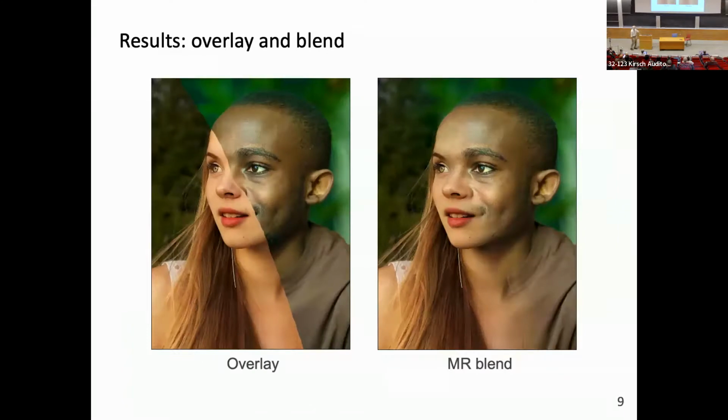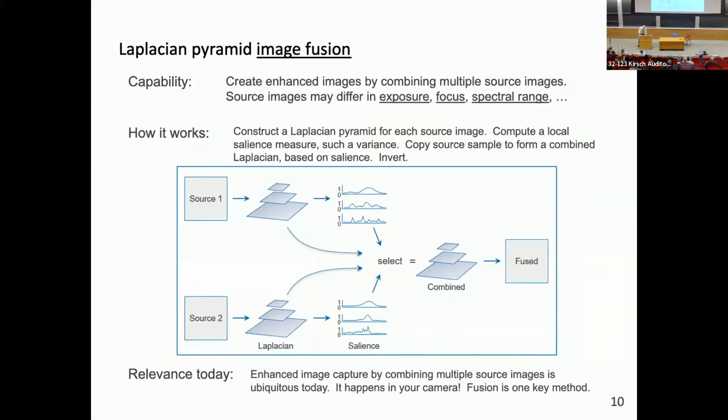There's the overlay, and there's the blend. And the point I want to make here, I think it's pretty striking. The skin tone blends very smoothly basically over the whole face. But there's no local double imaging features. But I'm going to move on here.